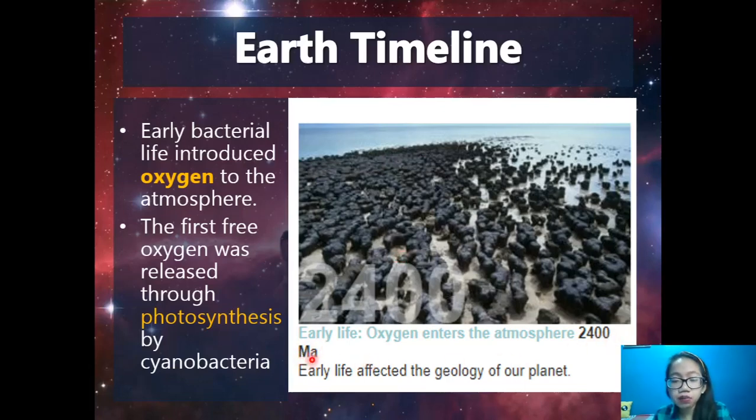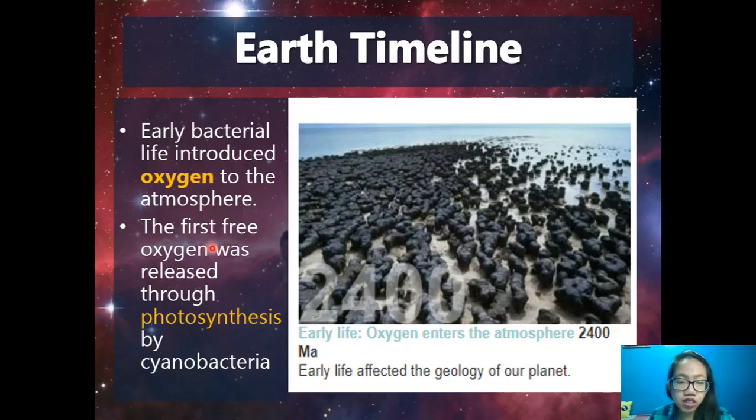Okay, so fast forward to 2,400 million annum, that's Ma. There was now evidence of bacterial life, and cyanobacteria is very important because they produced oxygen in the atmosphere. They were a very successful life form, and they just kept producing oxygen into our atmosphere, which changed life itself. So instead of carbon dioxide based life forms, we are now very dependent on oxygen.